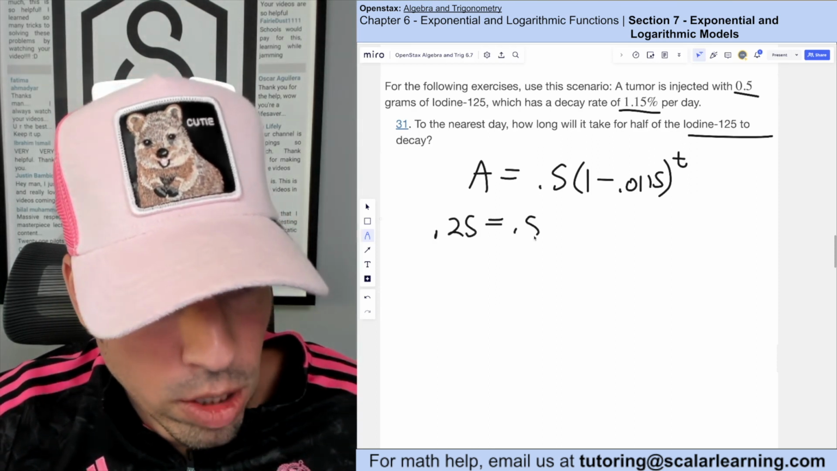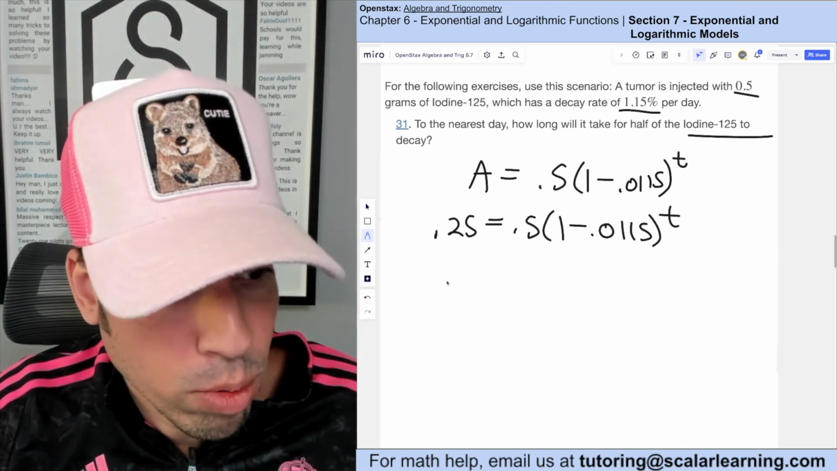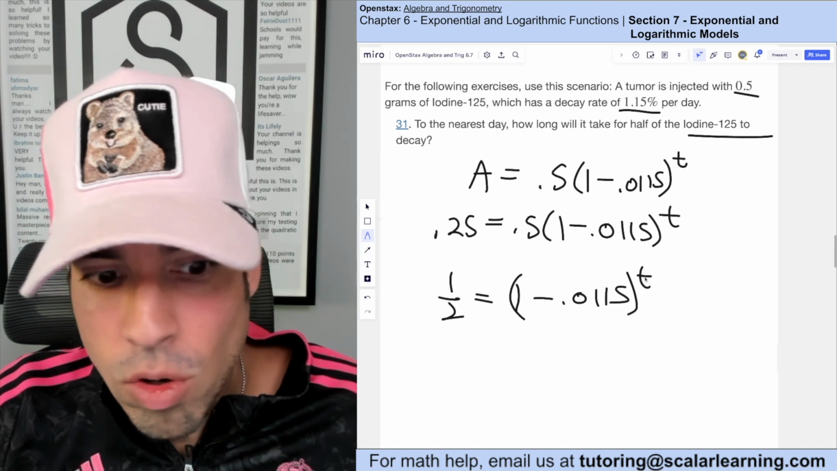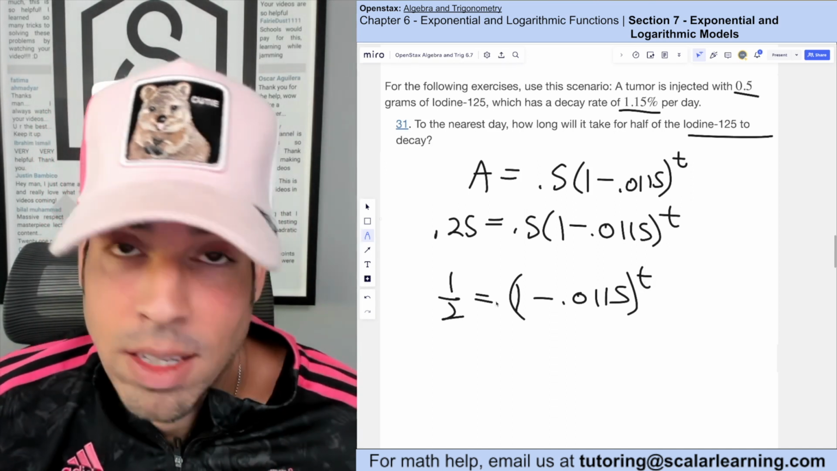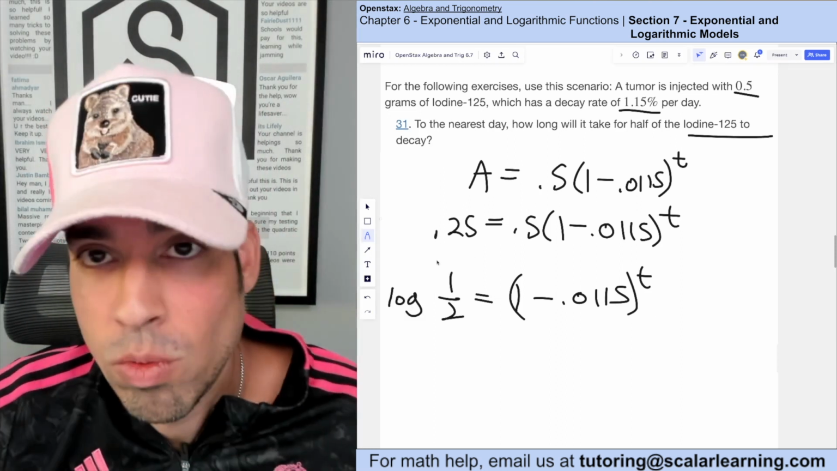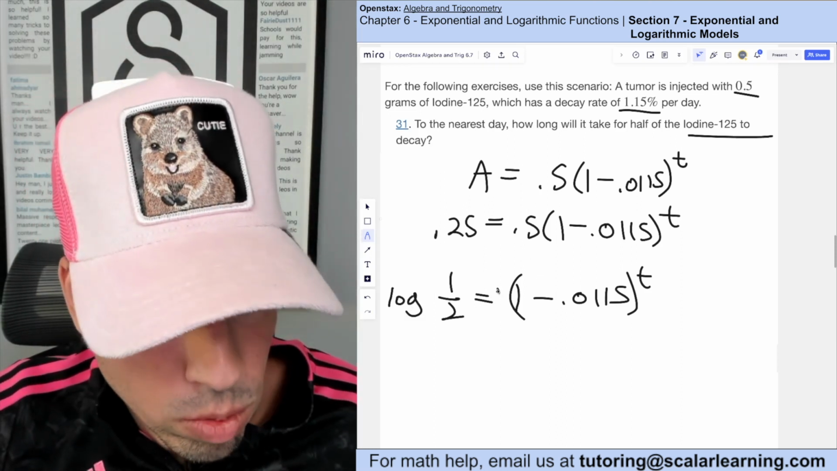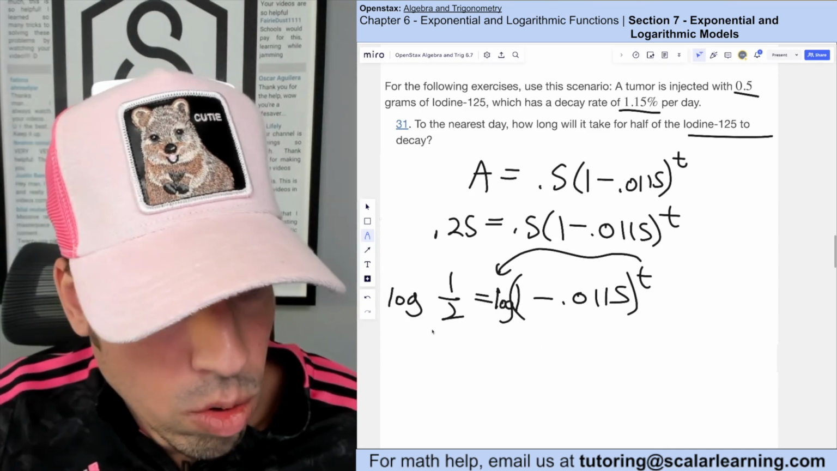So now we have an equation. And now we can solve. We're going to first start by dividing by 0.5. 0.25 divided by 0.5 is 1/2. Now to solve for this exponent variable, we have to take log of both sides. I can take any log I want of any base. I'm just going to do log base 10 because it's easiest to write and easiest to plug into the calculator. So we're going to take log of both sides. That allows me to bring the t down as a coefficient in front here.